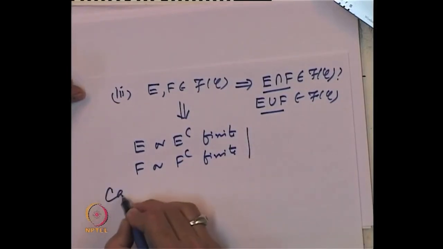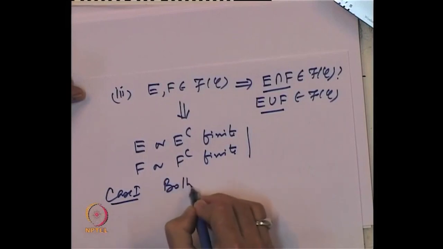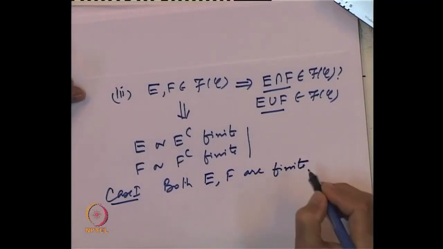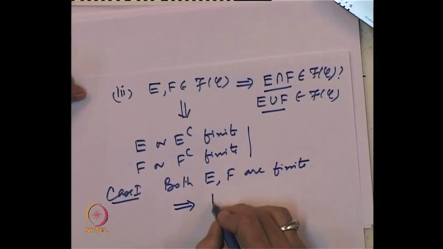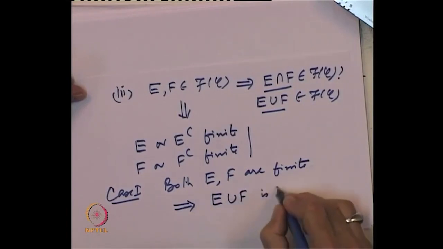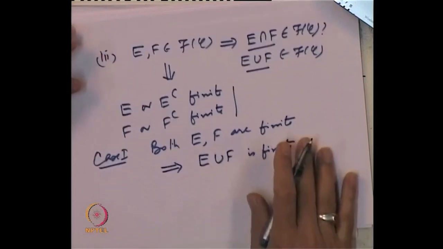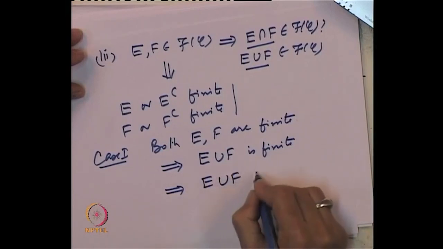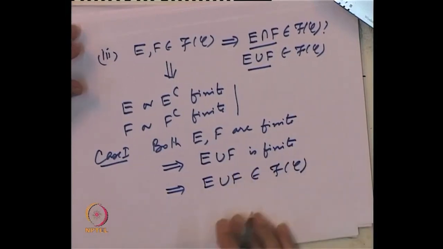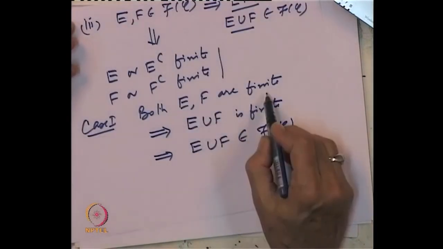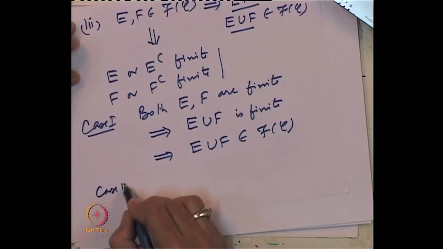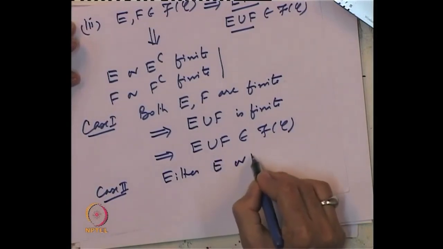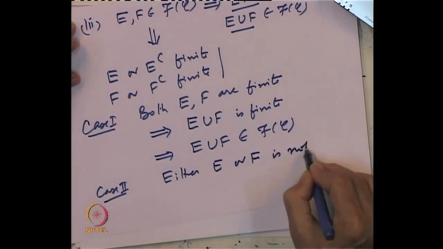So, let us take case 1, both E and F are finite. In that case, E union F is finite, because the union of finite sets is a finite set, and that will imply that E union F belongs to F of C, our collection. So, whenever E and F are finite, that holds. What is the other possibility? Case 2: either E or F is not finite.